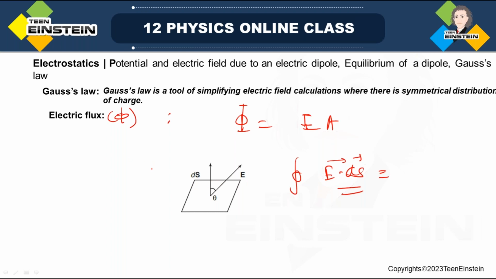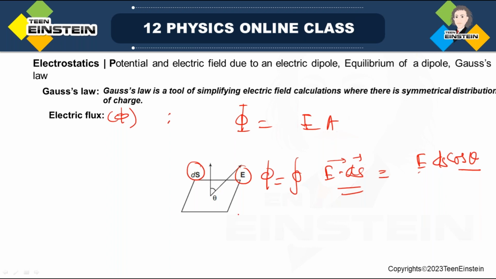Now this could even be written as E dS cos theta. What is dS and what is E? E is the electric field, as you know. So the flux is phi equals the integral of E dot dS. E dot dS is E dS cos theta. This way we can write. So what is theta? Theta is the angle between dS, the area vector, and E, the direction of the electric field.